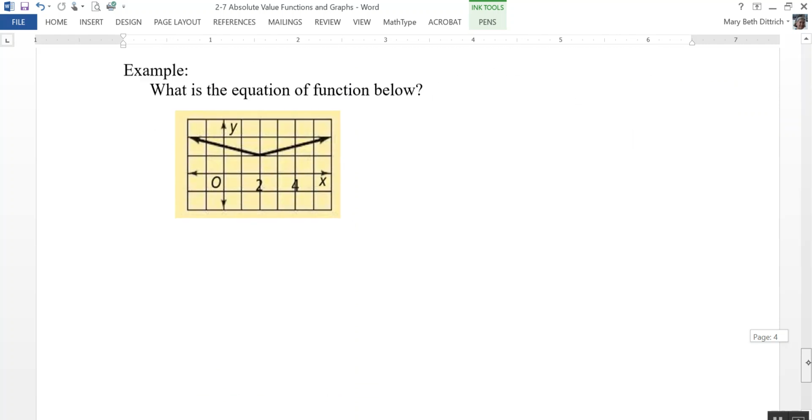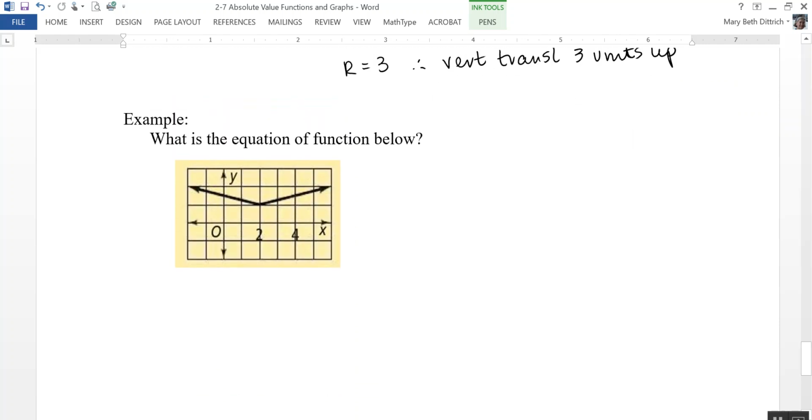And our last example here asks us to write the equation of the function that is graphed below. So first thing I'm going to notice is, where is my vertex? And it appears to be at (2, 1). So that means that my h is going to be 2 and my k is going to be 1. I'm noticing that there's no reflection, so that means that a is going to be a positive number. A is greater than 0.